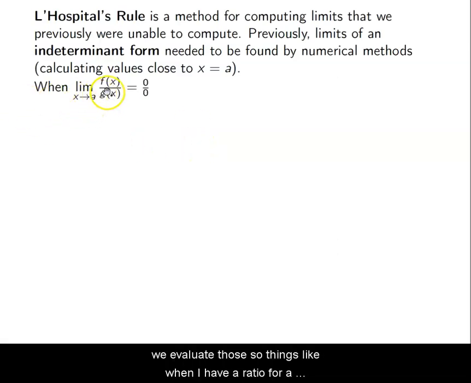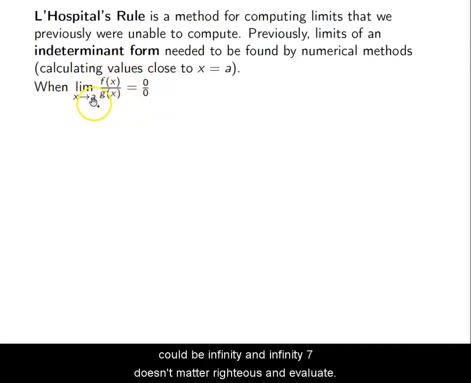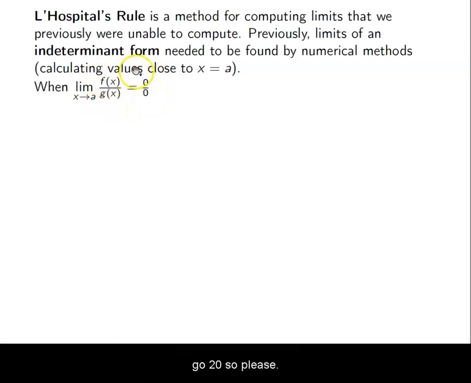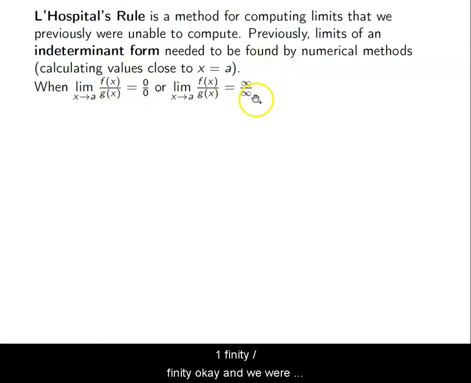So things like when I have a ratio function, a quotient of functions, where both of those independently go to 0 as I approach my value a. Now a can be infinity, negative infinity, 7, it doesn't matter, just any value a here. So as I approach a, the numerator and denominator go to 0. Previously, we were also looking at infinity over infinity, okay?